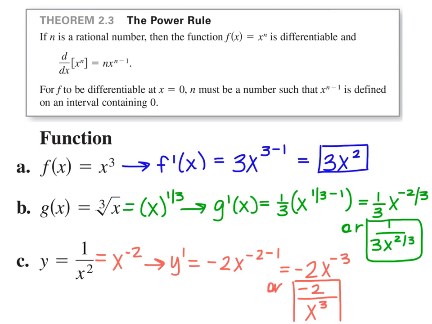And then my last example here is y equals 1 over x squared, which I rewrite as x to the negative 2 power. So the derivative here is y prime. I could have also written dy over dx. I bring that negative 2 down to the front right here, and I have x to the negative 2 minus 1, which becomes negative 2x to the negative 3rd power, which is the same as saying negative 2 over x to the 3rd power.